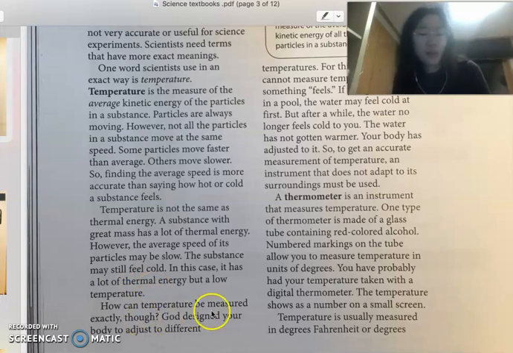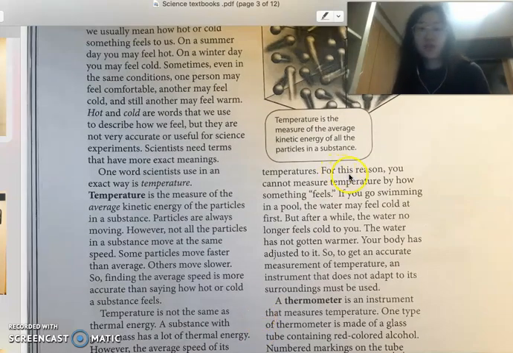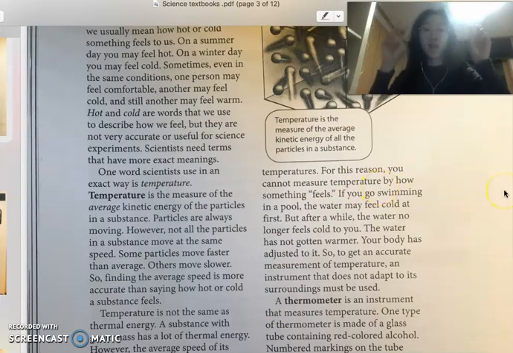How can temperature be measured exactly though? God designed your body to adjust to different temperatures. For this reason, you cannot measure temperature by how something feels. If you go swimming in a pool, the water may feel cold at first, but after a while, the water no longer feels cold to you. The water has not gotten warmer, it's just that your body has adjusted to it. So to get an accurate measurement of temperature, an instrument that does not adapt to its surroundings must be used.